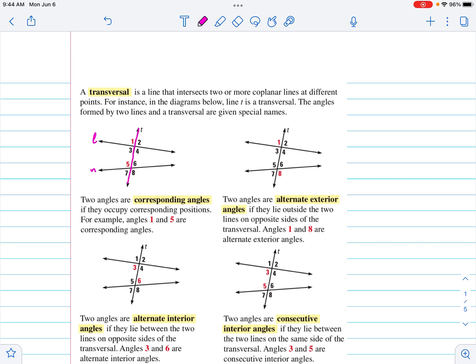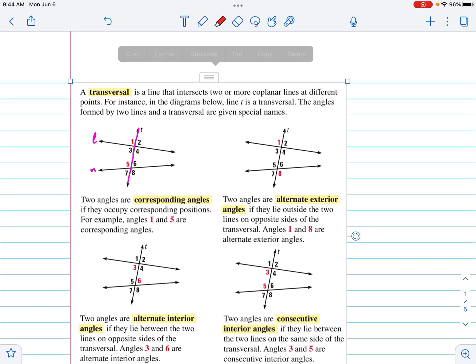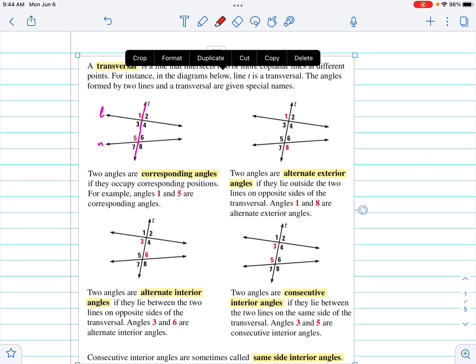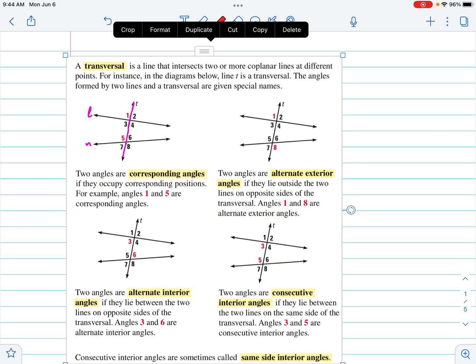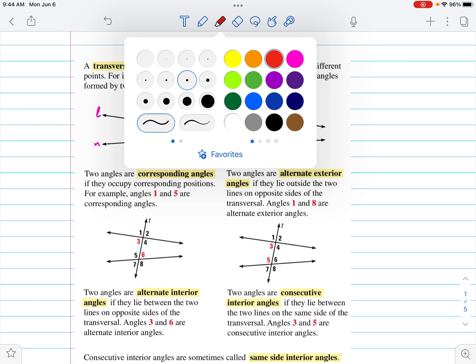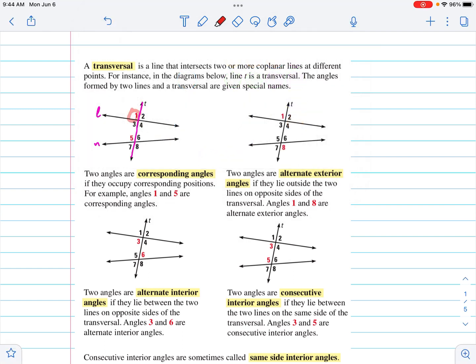Now, just to identify some parts, you notice that above this line, I've got this angle and this angle. In other words, I have to the left of the transversal and above the line, that's angle 1 and angle 5. To the left of the transversal and above the line, I have angles 1 and 5. So we would say that angle 1 and 5, those are corresponding angles.